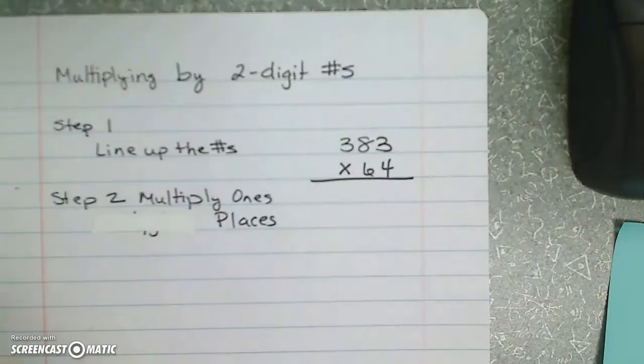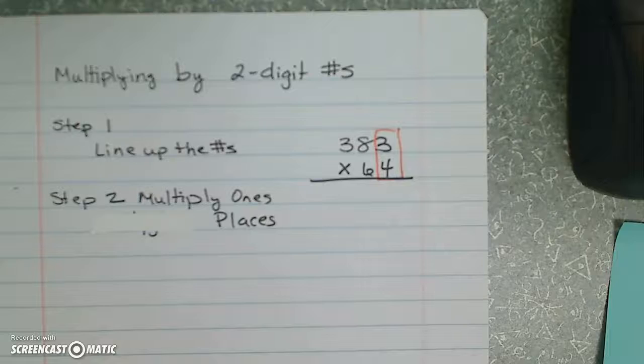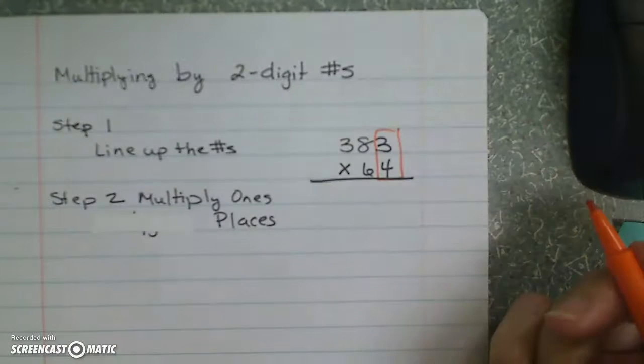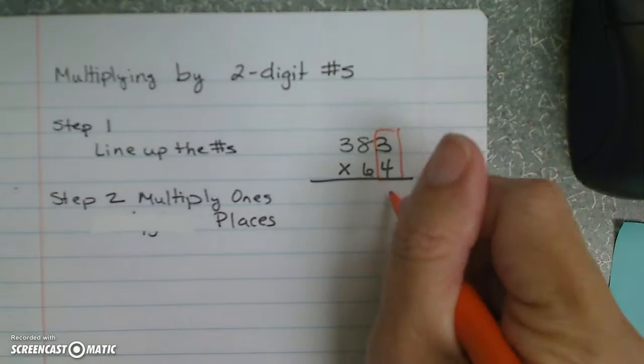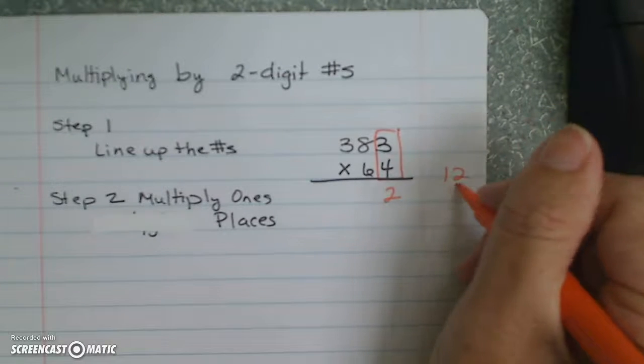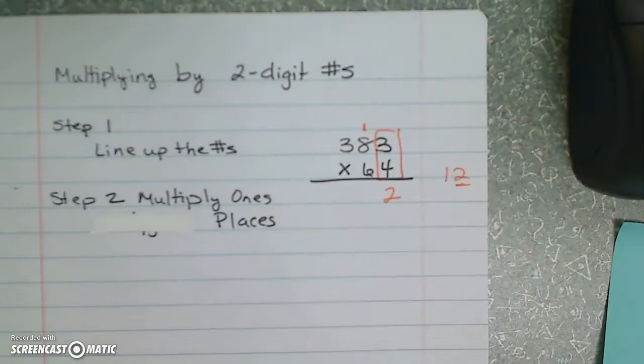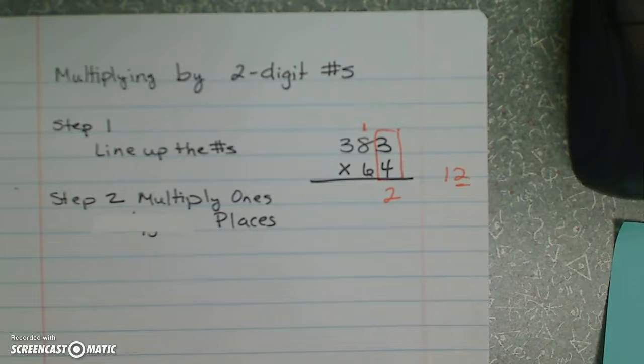So I start with, notice I'm going to do this in orange. You can do a different color. 4 times 3. Well, 4 times 3 is 12, so I write down the 2. And since the answer is 12, the 2 goes in the ones place, and the 1 in the tens place we're going to regroup up here at the top.